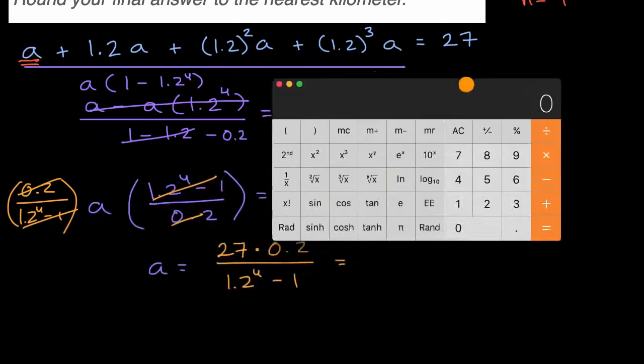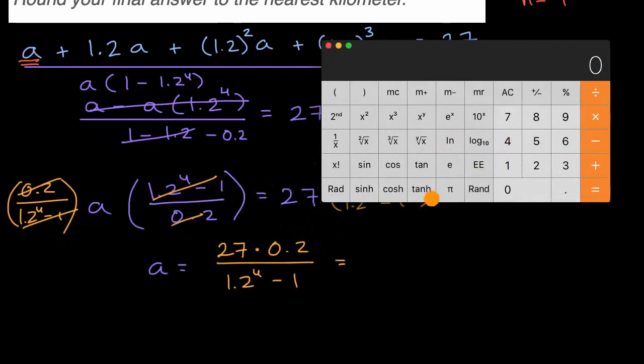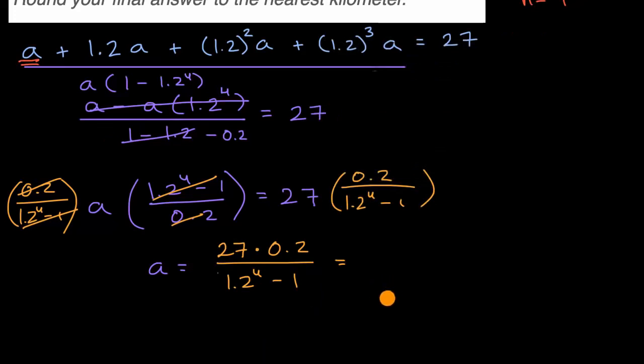This will give us, so I'll evaluate this denominator first. So I'll have 1.2 to the fourth power, which is equal to, minus 1 is equal to. Now it's in the denominator, so I could just take the reciprocal of it and then multiply that times 27 times 0.2 is equal to 5.029. Now they want us to round our answer to the nearest kilometer, so this is going to be approximately equal to 5 kilometers. That's how much approximately that she would have traveled on the first day of her hiking trip.